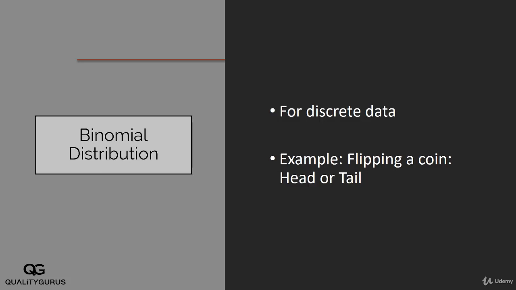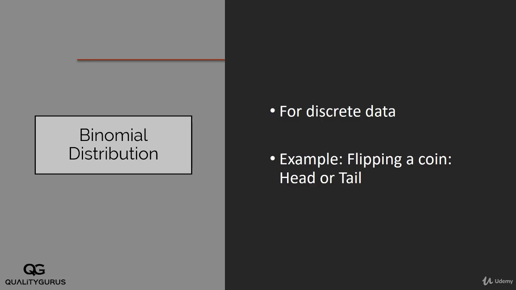So as we earlier said, the binomial distribution is used when you have discrete data, when the data is in steps. An example of that could be flipping a coin. A coin could have head or tail. Let's say if I flip a coin, there is a 50% chance that this would be head and a 50% chance that this could be tail.